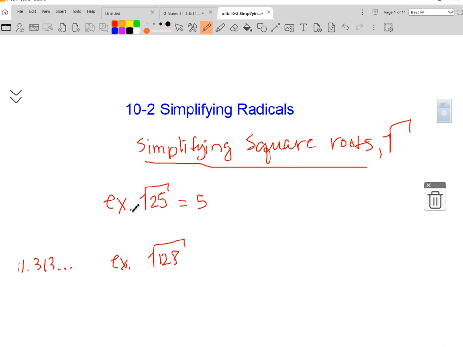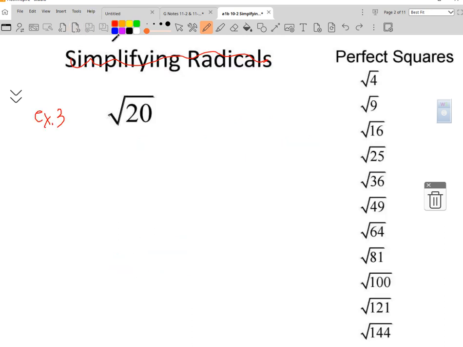This is an example. The square root of 25 we talked about is 5, because 5 times 5 gives you 25. So when we take the square root of something, we're looking for its identical factor, that when you multiply by itself, you get that number under the radical. So this is a perfect square, simplified very easily. This is not a perfect square. It's approximately 11.313... But it can be simplified. And before we do this bigger one, we're going to talk a little bit more about them.